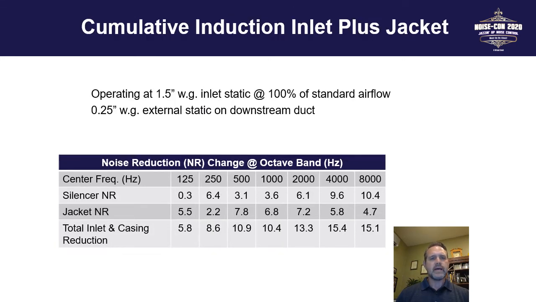The final test was the cumulative induction inlet plus the removable jacket. The conditions changed a little bit here. The unit was operated at 1.5 inches water gauge of inlet static pressure at 100% of its standard airflow. And then the external static pressure on the downstream duct was set at 1/4 of an inch.